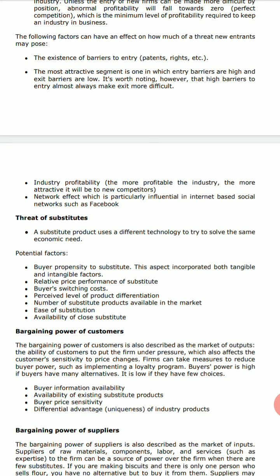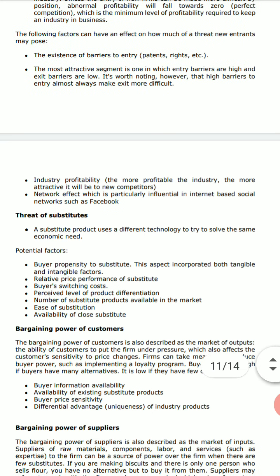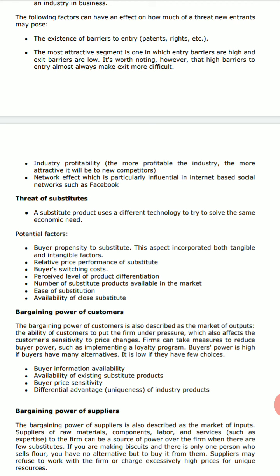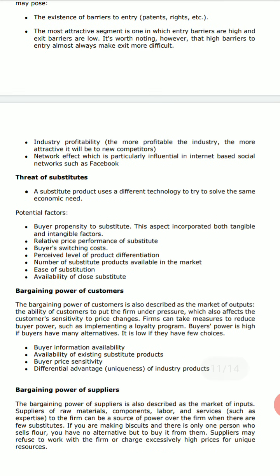Number one, the existence of barriers to entry. That means with the help of patents and rights, you can restrict the entry. What next can be done? The most attractive segment is one in which entry barriers are high and the exit barriers are low. That means a firm that is earning a higher profit can restrict the entry by keeping the most attractive segment protected.